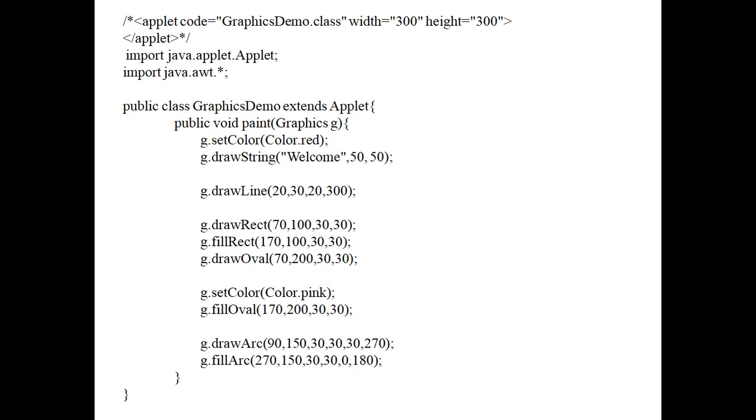I've set the color as red, so welcome will be printed in red color. Now I've drawn a line also, and I've not changed the color, so I'll get a red line also. drawRect will draw a rectangle for me. Again, I've drawn a filled rectangle, that means I'll get a filled rectangle. The default color here is red, so I'll get a rectangle in red color.